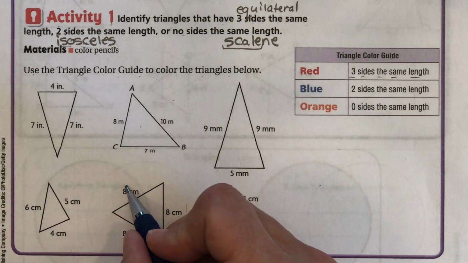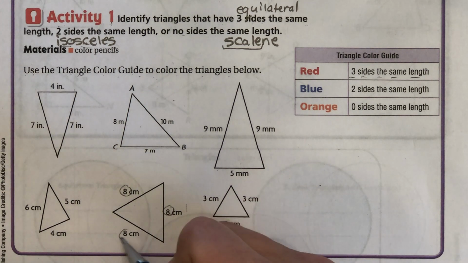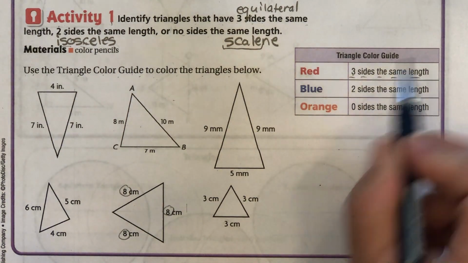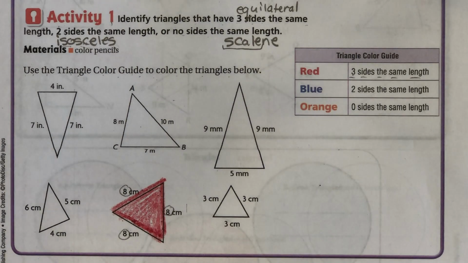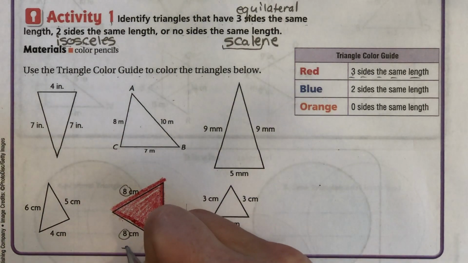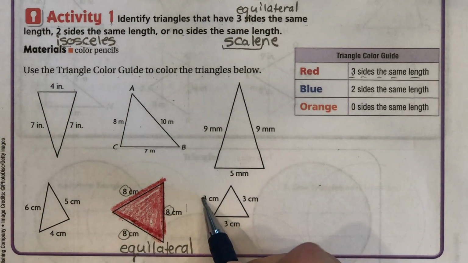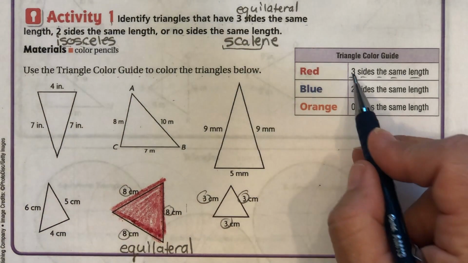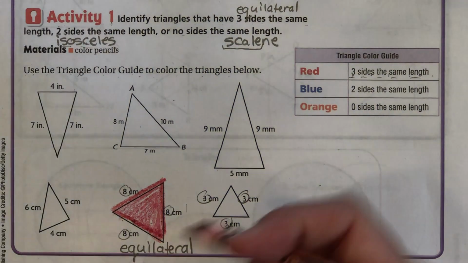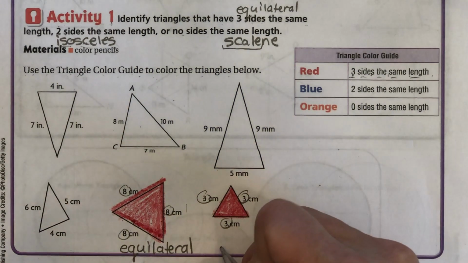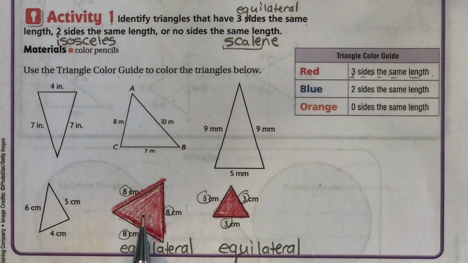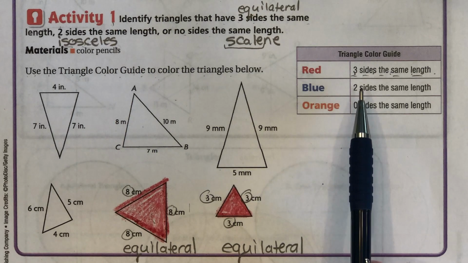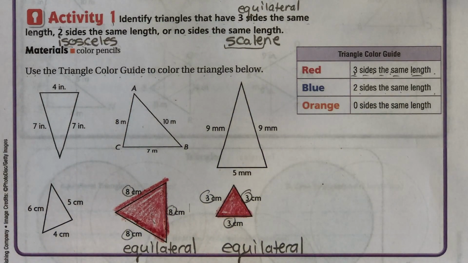I can see 8, 8, 8 has 3 sides the same length. I would call that equilateral. I can see 3, 3, 3 centimeters. Also 3 sides the same length. Also equilateral. These are both equilateral triangles. So now I'm going to look for triangles that have 2 sides the same length, and I'm going to color those blue. Only 2 sides the same length.